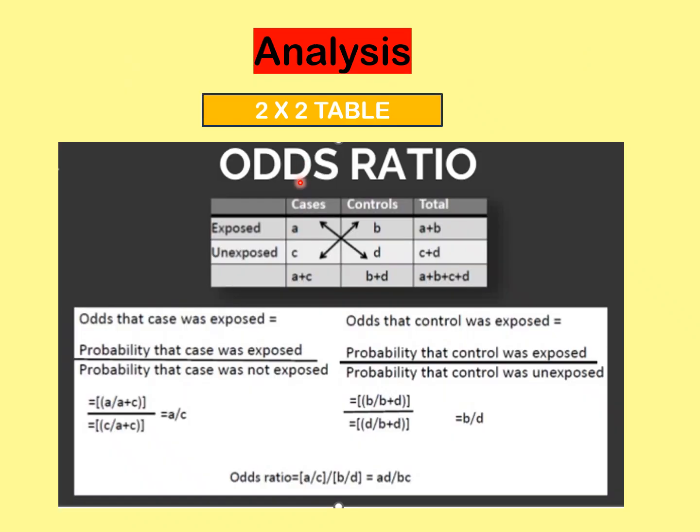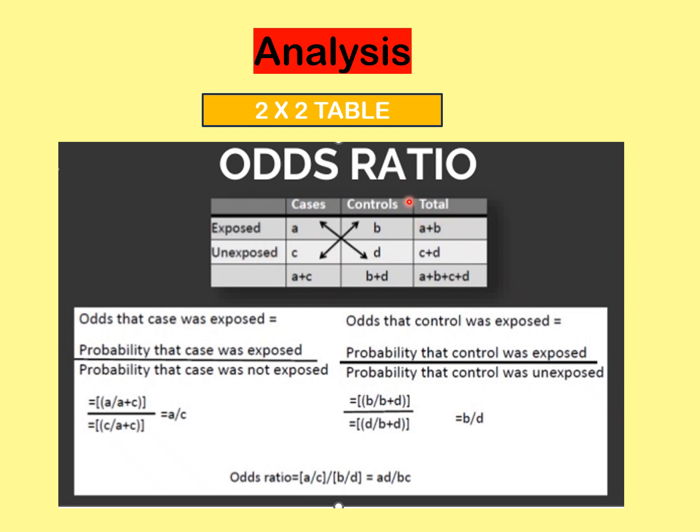So coming to the analysis part, odds ratio is a number we use in case control study to measure how strongly an exposure, that is smoking, is linked to a disease, that is periodontitis. In case control study, a 2 by 2 table is used to organize and compare the data. It shows how many people with the disease, that is the cases, and without the disease, that is the controls, were exposed or not exposed to a certain factor.